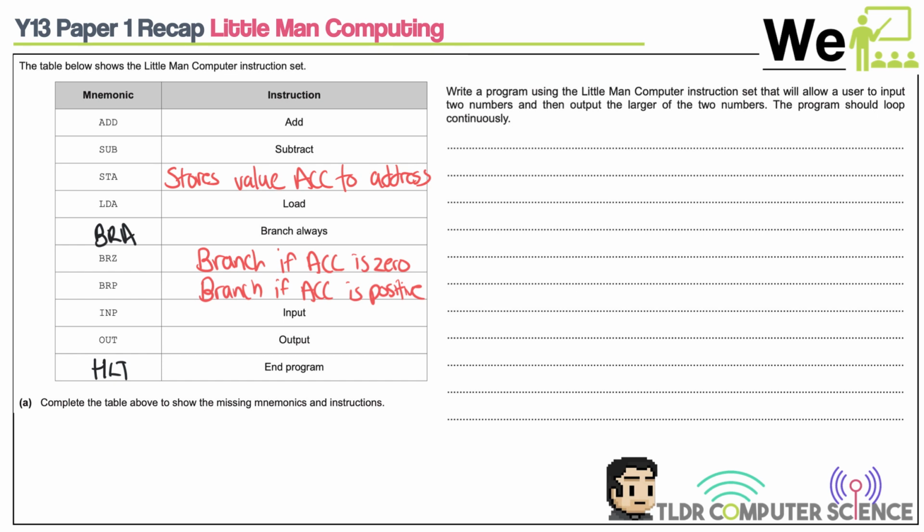So we've got 5 marks. And then the next bit is: write a program using the Little Man Computer instruction set that will allow a user to input 2 numbers and then output the larger of these 2 numbers. The question is, do you want to use things like DAT to store that number?